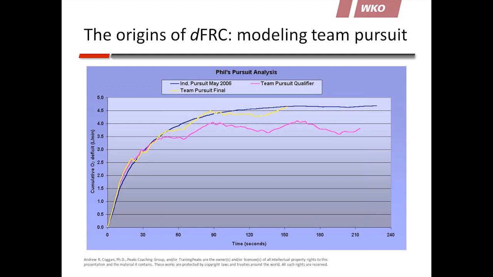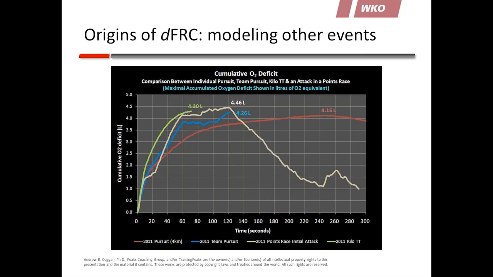And here's another example of the same calculations that Alex did later on, looking at some of his own data, where his maximal cumulative O2 deficit from an individual pursuit is the red line here. In the team pursuit, he digs maybe a little deeper. He says, yeah, I'm motivated by competition. Just as much, burns through it more rapidly in a kilo, but achieves essentially the same upper limit.